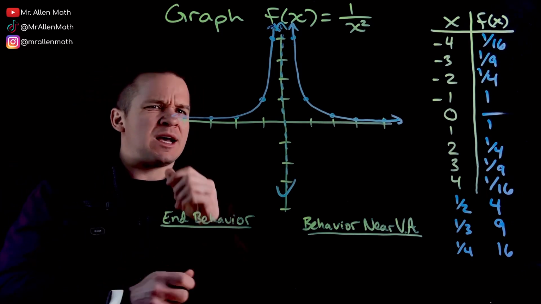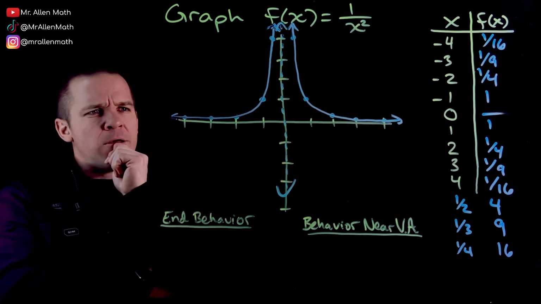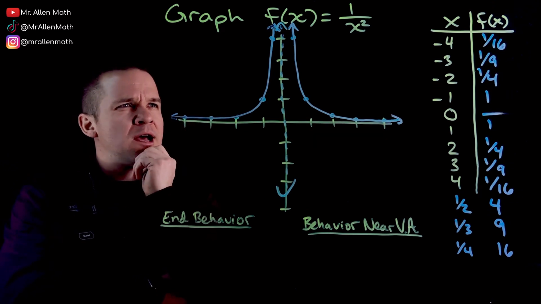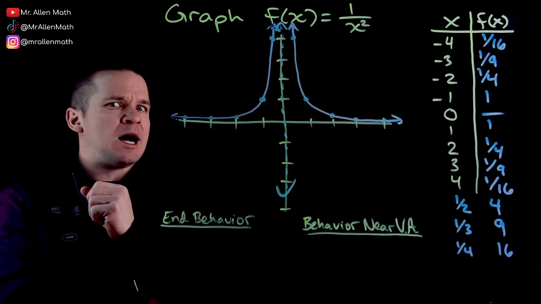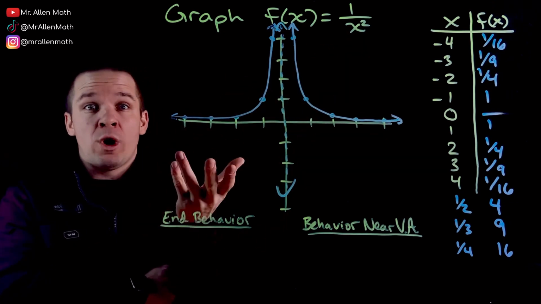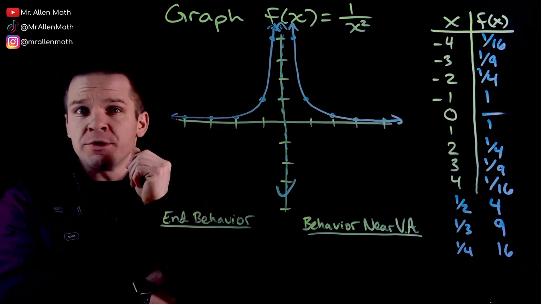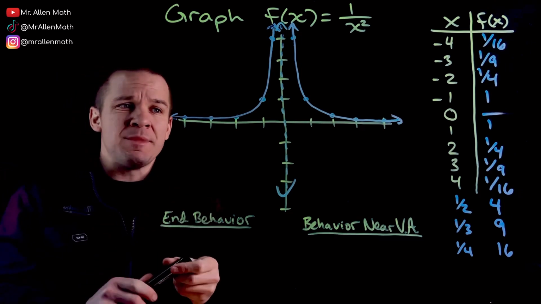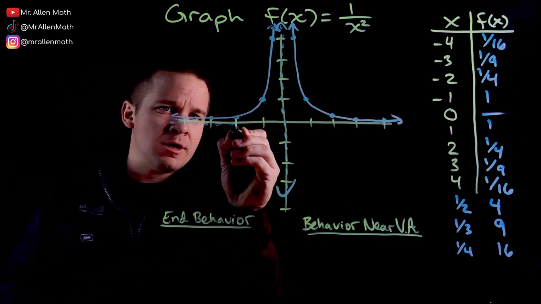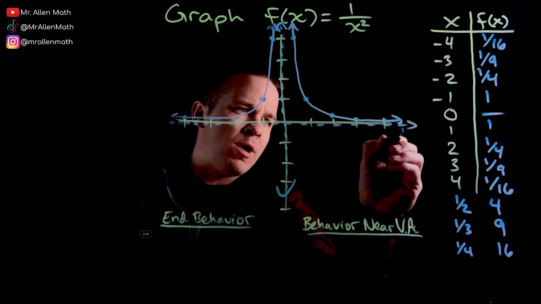And then what about here? Can I ever get a negative output right now? Well, my denominator is always going to be positive because it's being squared. No matter what I plug in, it's going to be positive. And my numerator is always 1 here for this one. So sounds to me like we have ourselves a horizontal asymptote at y equals 0.